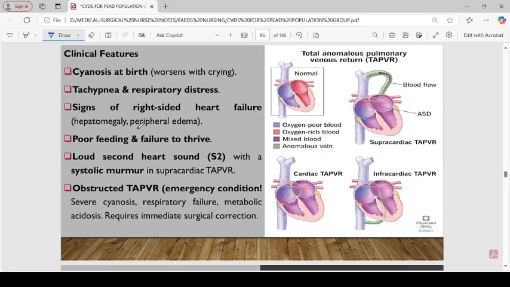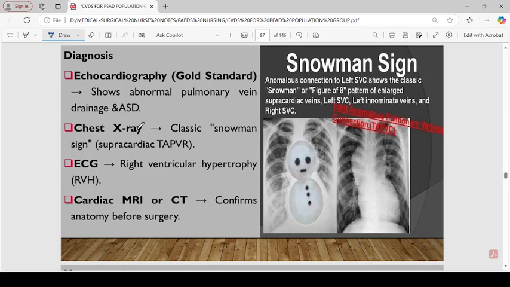Clinical features will include cyanosis at birth, tachypnea, signs of right-sided heart failure, poor feeding and failure to thrive, loud second heart sound, and obstructed TAPVR, which is normally an emergency and presents with severe cyanosis, respiratory failure, metabolic acidosis. This condition requires immediate surgical correction.